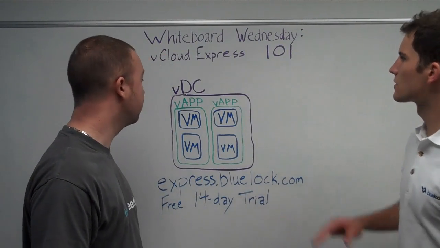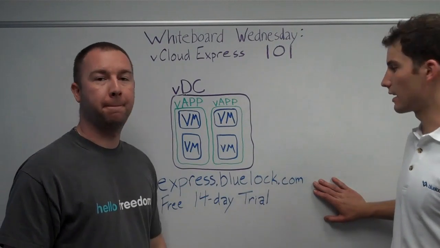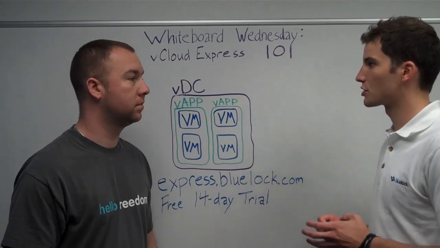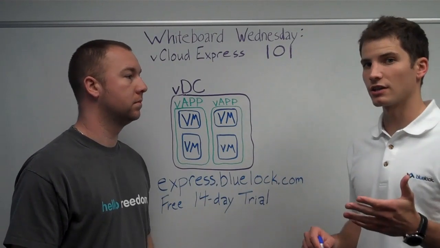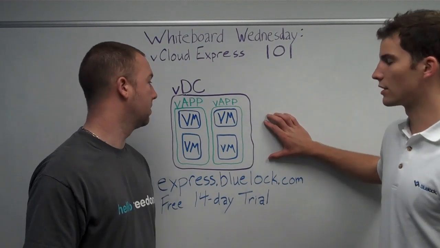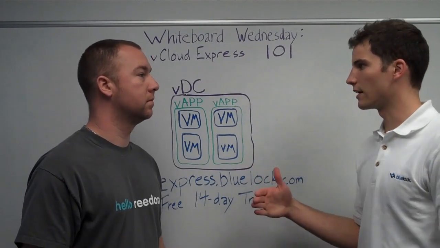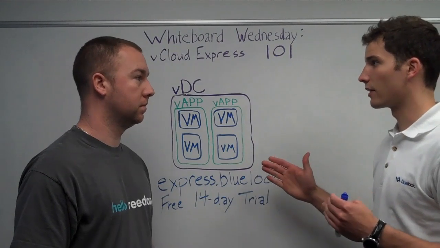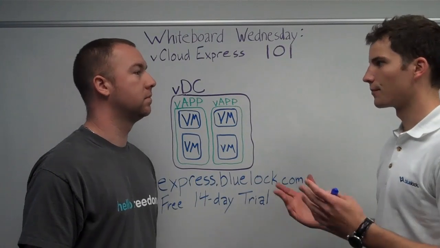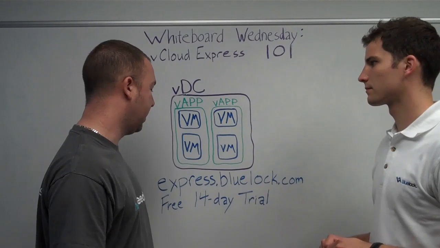That's awesome. So say someone wanted to get started in vCloud Express, you can go to express.bluelock.com and sign up for free. We have a 14-day free trial. You can spin up a virtual machine instantaneously. But what you actually need to do is create a virtual data center first, right? And then within that, you can create your vApp. Once you have that container for the VMs, you can then create your VMs and scale horizontally that way if you wanted to. And once you have your vApp, you can clone that or do whatever you want with that container.